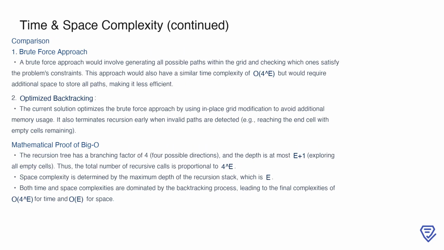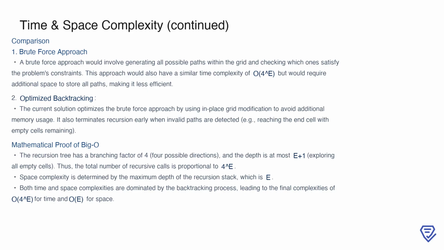When comparing this optimized backtracking approach to a brute force method, the advantage becomes clear. A brute force method would generate all possible paths through the grid and then filter out the ones that do not meet the problem's constraints. While both approaches share the same time complexity of 4 to the power of e, the brute force method requires additional memory to store all possible paths, making it less efficient.